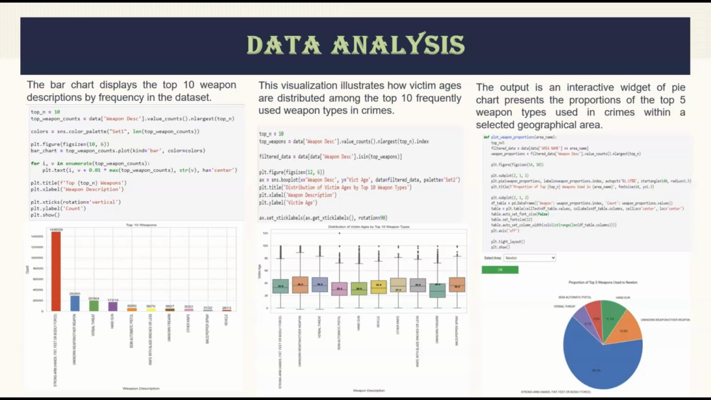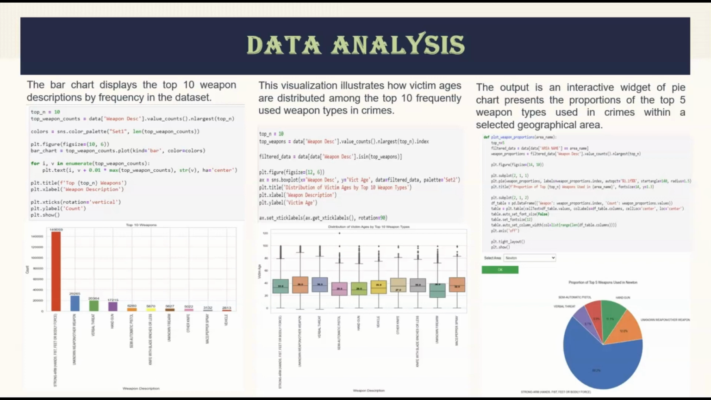Next, we have a box plot. Again, we filter the top 10 weapon types using the nlargest function, and the box chart is plotted using boxplot from Seaborn. The chart depicts the distribution of victim ages for the top 10 weapons. The chart displays the mean age of victims for each weapon type.